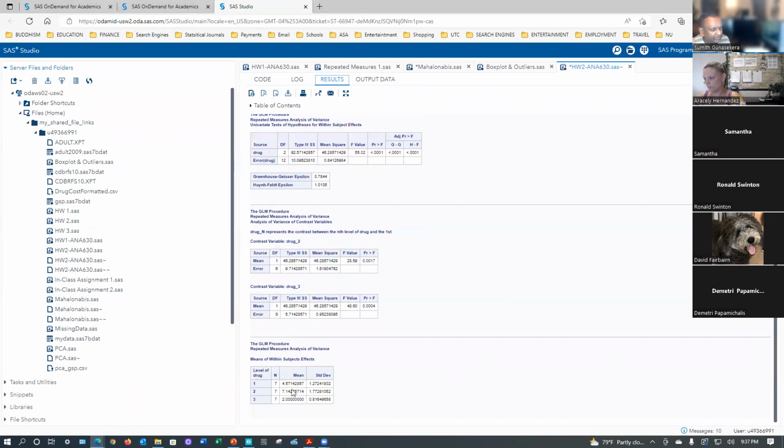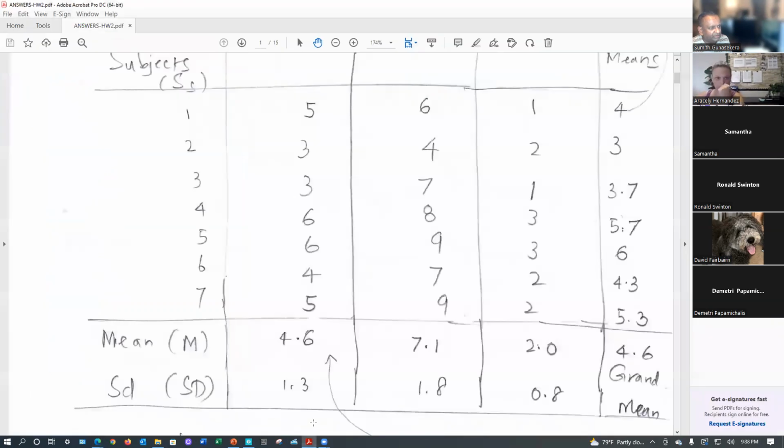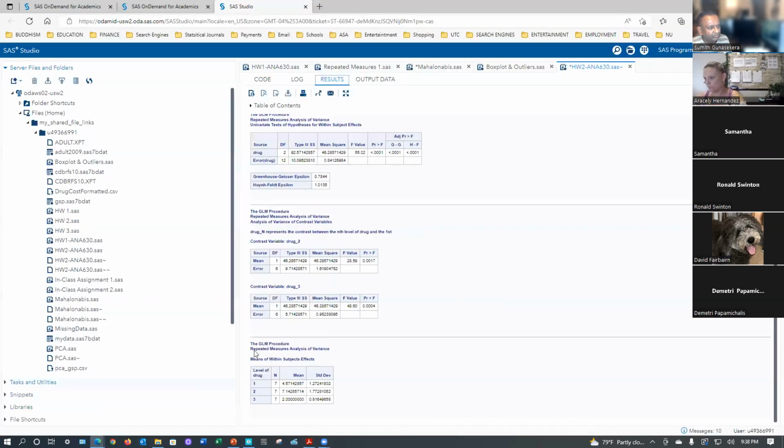Means: 4.57, 7.12. What are those? They have done that column wise or row wise. That's the part you have to be careful about. Column wise, 4.6, 7.12. I rounded these. What is the rounding rule related to this one?